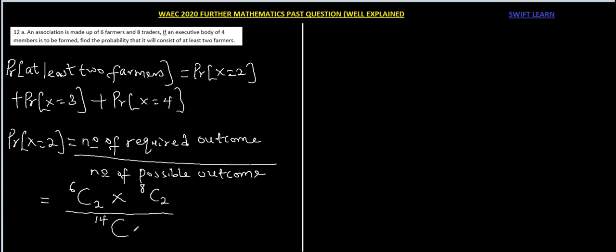Combination, we said we should form a 4-member group, that will be 4. So we want to form 4 groups from what? From 14 people. But then we said 2 must be from what? Farmers. That's why we say x equals 2. So once you do this in your calculator, let's look at what we are going to have.